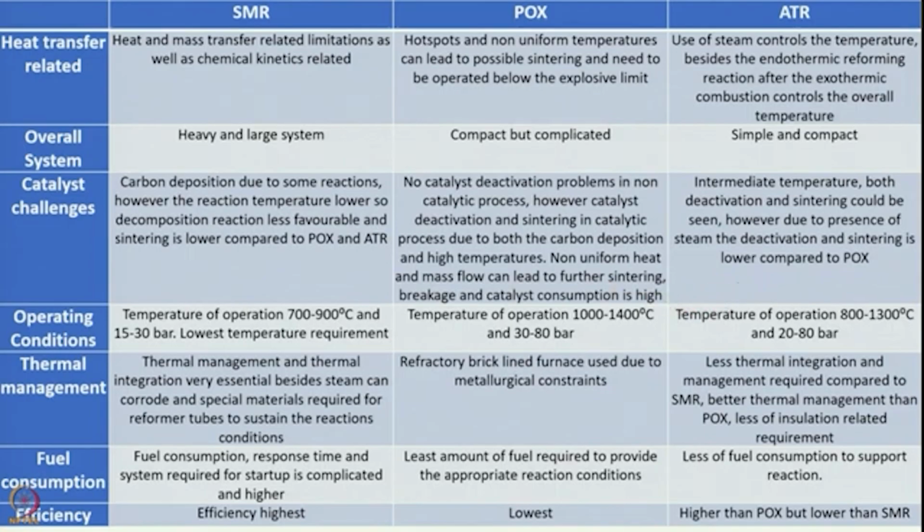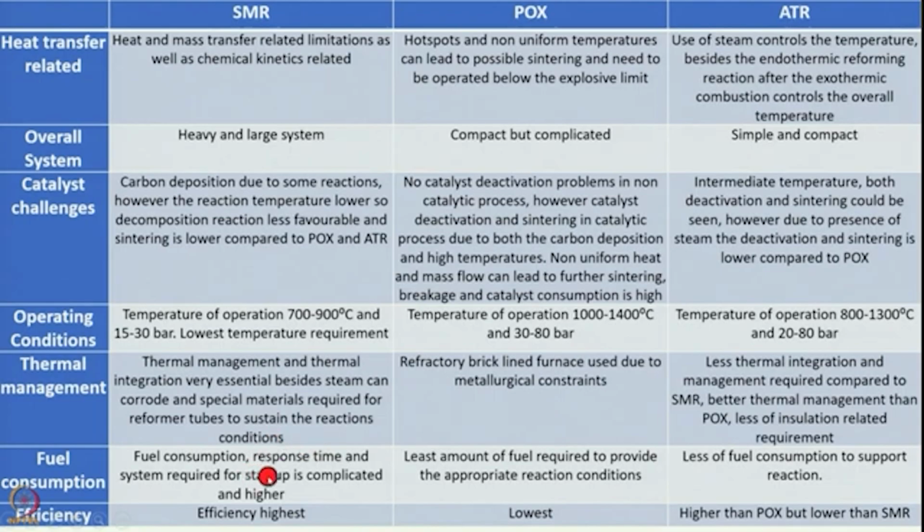So, the temperatures and pressures are 700 to 900 degrees centigrade and 15 to 30 bar for steam methane reforming. For partial oxidation, 1000 to 1400 degrees centigrade and 30 to 80 bar pressure. For autothermal reforming, 800 to 1300 degrees centigrade and 20 to 80 bar. Thermal management is required in the case of steam methane reforming, and for the reformer tubes, special tube materials are required, and there are metallurgical challenges. Steam can also corrode, and they have to bear the high temperatures and pressure. However, in both the other processes refractory brick lined furnaces are being used.